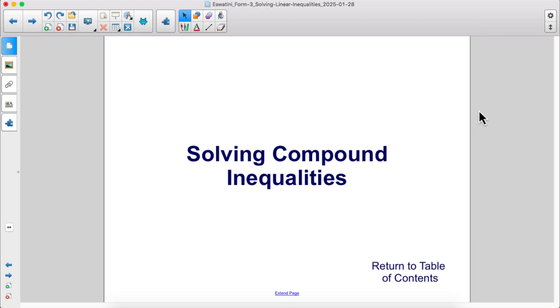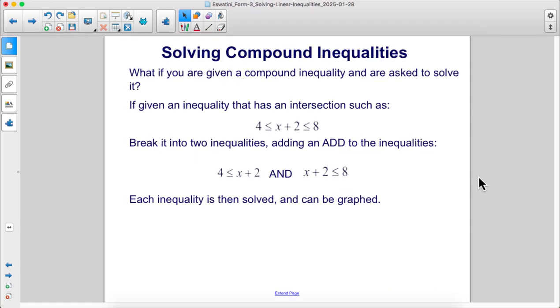Solving compound inequalities. What if you're given a compound inequality and are asked to solve it? If given an inequality that has an intersection, such as 4 is less than or equal to x plus 2, which is less than or equal to 8, break it into two inequalities, adding an "and" to the inequalities. Each inequality is then solved and can be graphed.